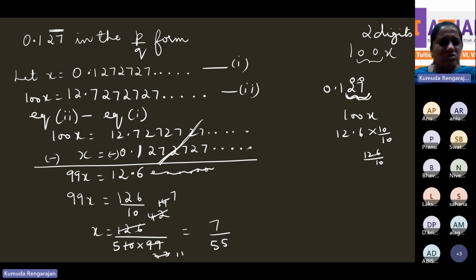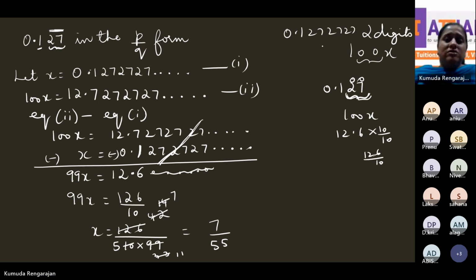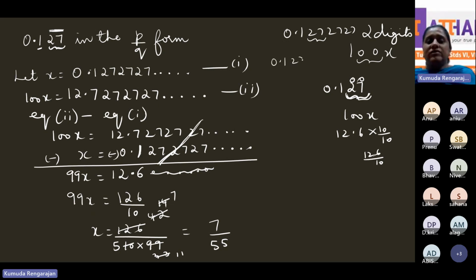You don't have to find 10x, 100x, 1000x, nothing. You will have one equation in x, and you should just find one more. That's all, just one more. And how do you decide which one to calculate, 10x or 100x or 1000x? Depending on the number of digits in the repeating block. The repeating block has two digits, so 100x. After the decimal point you have 1, 2, 7. Don't count 1. 1 does not repeat. 0.1 is only once. 2727 is repeating. So in the repeating block we have two digits, so 100. If it was 0.1275 recurring like this, then it will be 1000x.